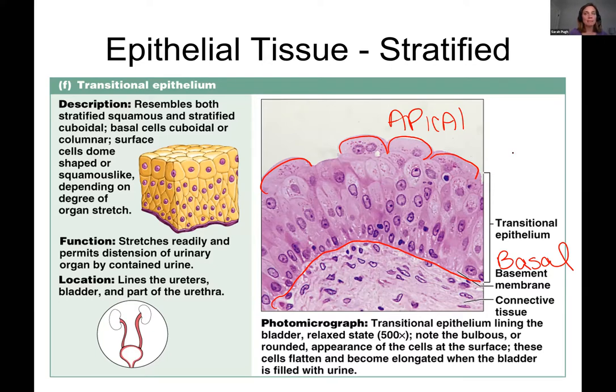It is empty. So it's nice and thick, got a really thick transitional epithelium here, and the cells on the apical surface are bubbled up, they're dome shaped, so we know it's an empty bladder. If the bladder were to fill, those cells on the apical surface would stretch out and they would get more flat.